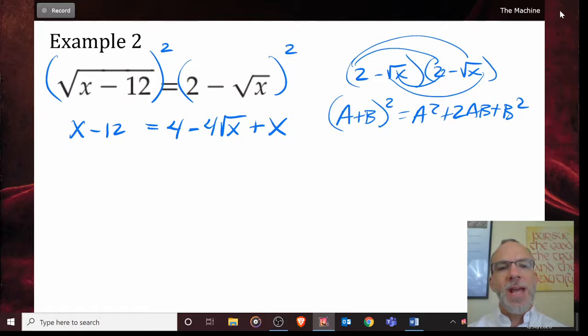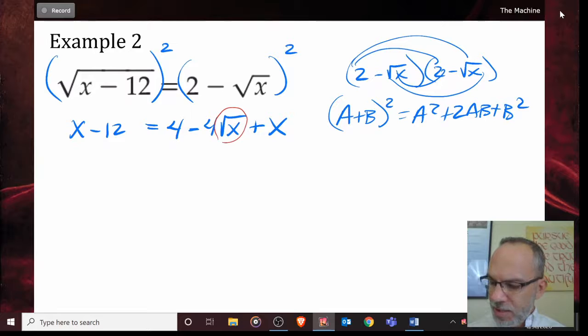Okay? So now what do? Well, okay, I've still got a radical. I canceled the one on the left, but I still have one on the right side of the equation. I need to isolate that one. So I need to get this guy all by himself.